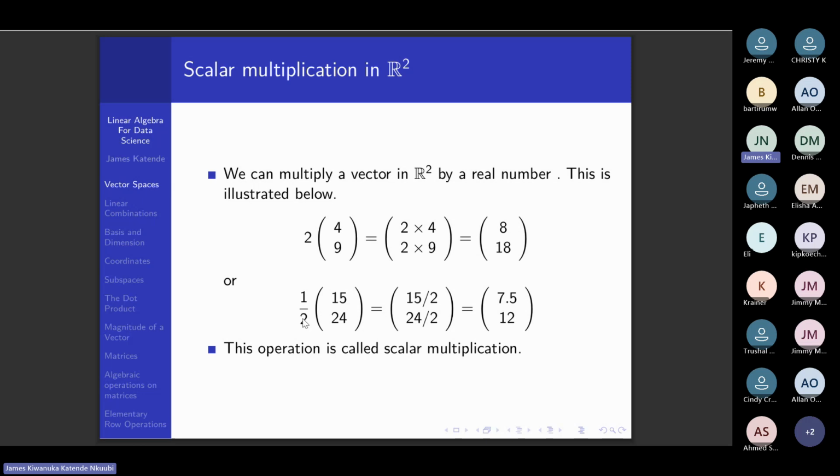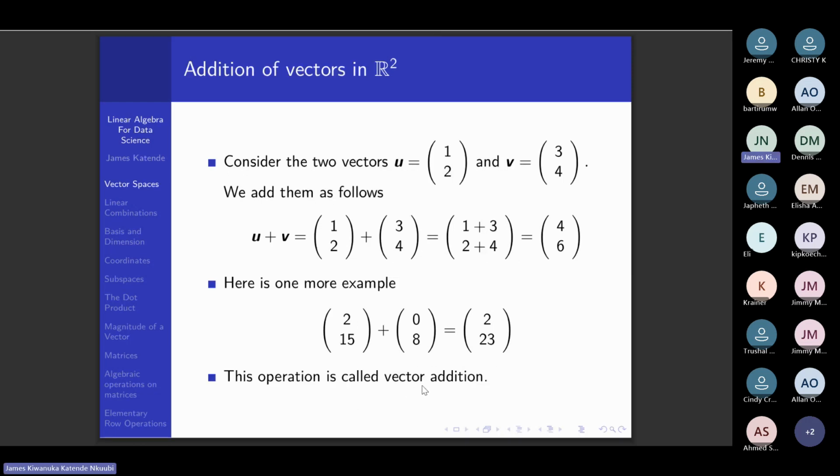We have a second example here where the number we are multiplying with is a fraction, and we end up with the result 7.5 and 12. You're multiplying 1/2 by this vector 15, 24. Each of them is multiplied by 1/2, and the result is 7.5 in the first slot, and 12 in the second slot. So this operation is called scalar multiplication. And the previous one, we called vector addition. So keep track of this. These are important things to note down.